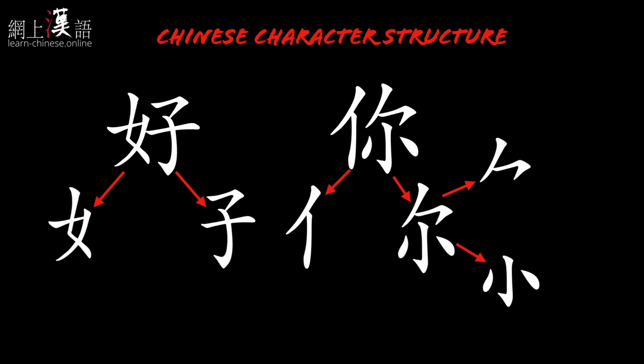You have to keep in mind that Chinese characters are not individual pictures, but most of them are composed of basic characters called components. There are fewer than 200 components. With them, we can write thousands and thousands of Chinese characters.